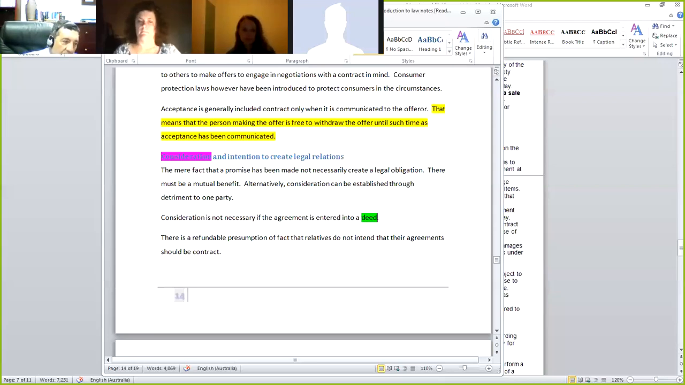Now, they kind of look the same, but there's a subtle difference, and you don't need to worry about it too much now, but just be aware that consideration is not necessary if we're talking about a deed. So just keep that in the back of your mind for later reference.